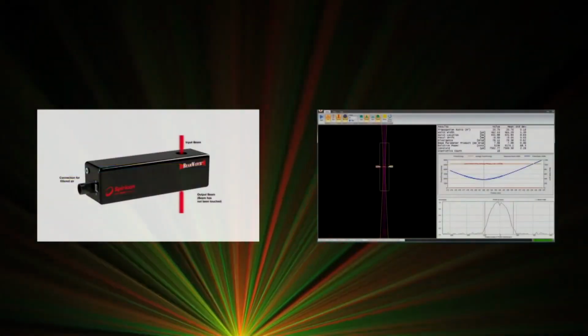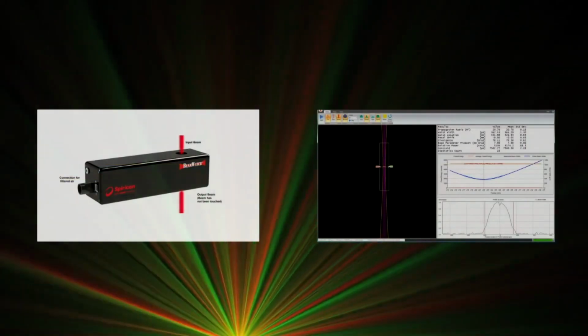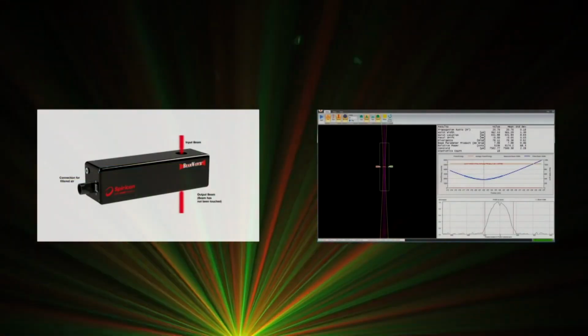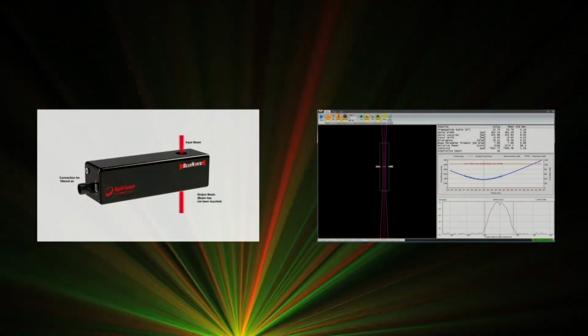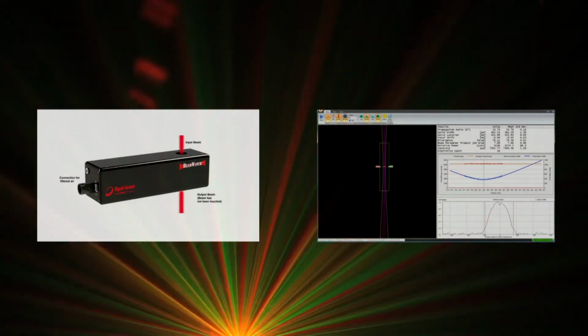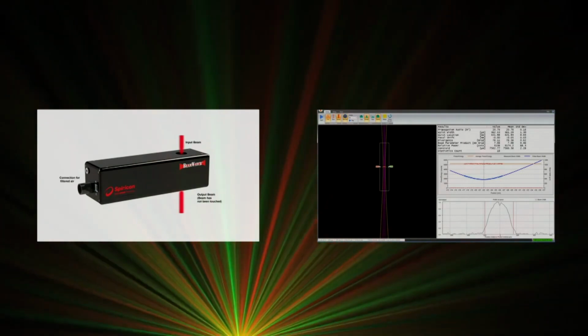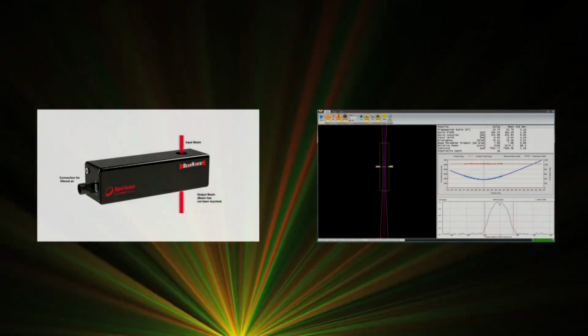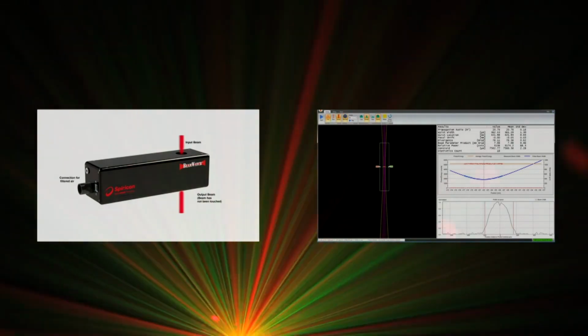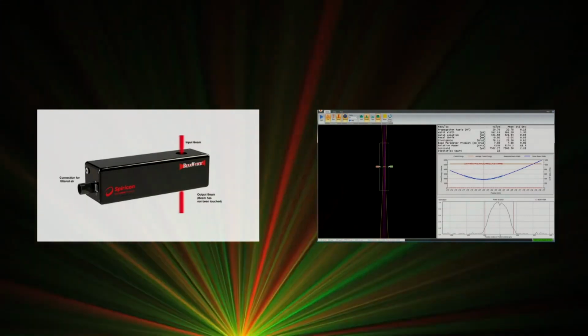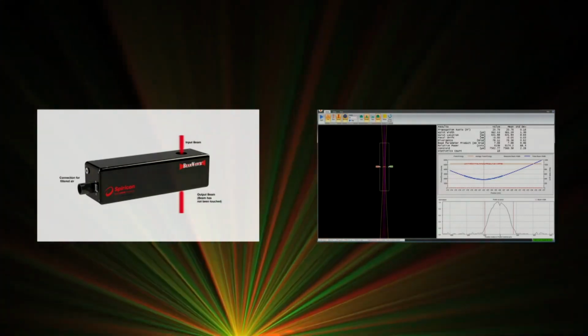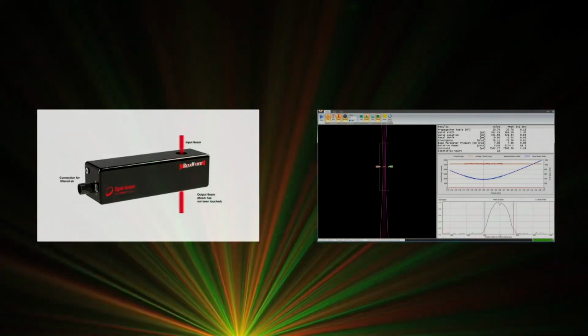The result is a beam analyzer that works online without interrupting the process, with no water cooling required, no moving parts, and no upper limit in the power of the laser being analyzed. And since it's a camera-based system, it provides data up to 15 times per second. This allows the user to see more time-based characteristics of their laser system.